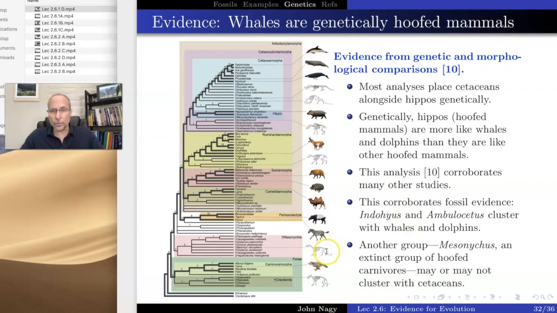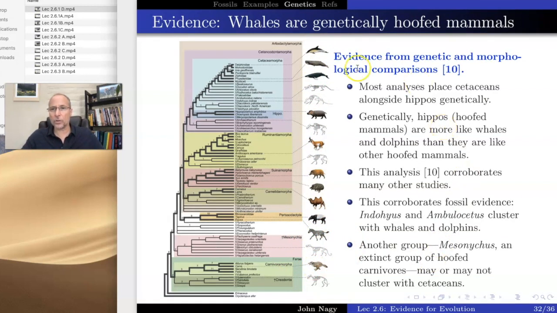Now, there's this one group, Mesonychid, this group here, which is still unknown. It's a really interesting thing. This is a very clear carnivore, but it was a hoofed mammal. And the analysis tends to put this guy all over the place, depending on exactly what characters are chosen. So we don't really know what's going on with the Mesonychids. It's possible that these are also very closely related to the whales and dolphins, but it may not be. And then the analyses are tending to be kind of unclear on exactly that.